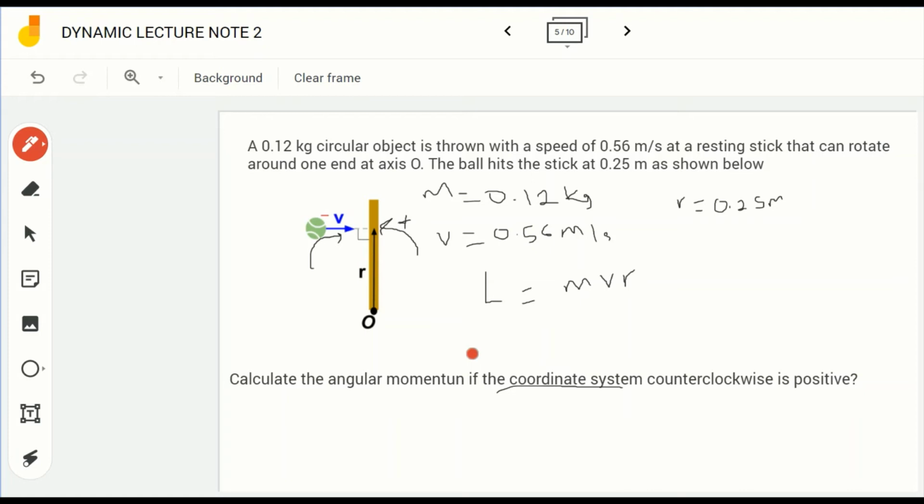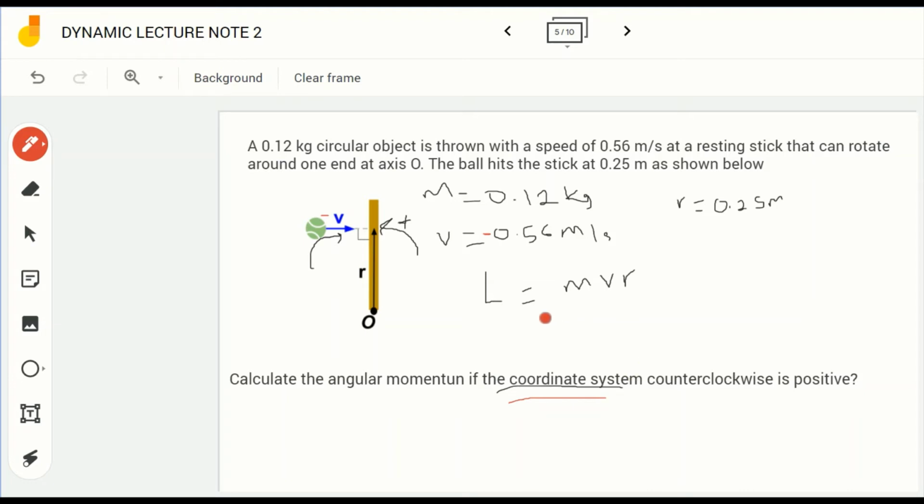If the coordinate system counterclockwise is positive, it means that my speed will be negative. So my speed will be negative. That means our answer will be a negative answer. So always pay attention to the coordinate system to determine the sign of your speed.